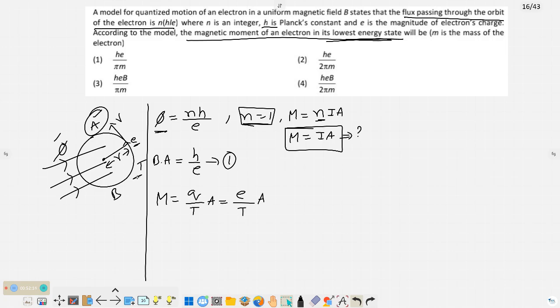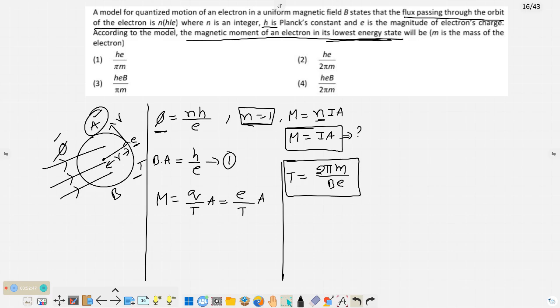What is the time period of rotation of the electron? Whenever the electron revolves in a particular orbit, the time taken for that, you have to know the formula, time period is equal to 2 pi m by Bq. Sorry, 2 pi m by Bq is the formula for this. Q is the charge here, that is the electron charge. So the time period of any electron revolving in the orbit is 2 pi m by Bq. In the place of q I take E.